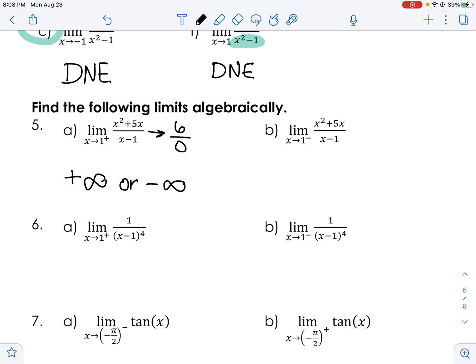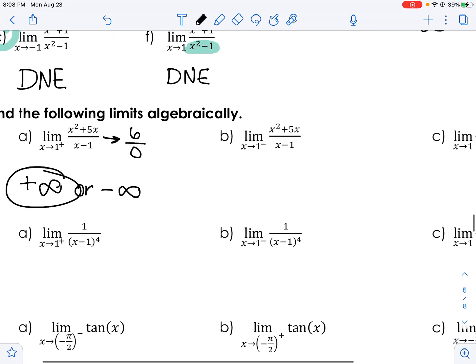Okay, so when I plug in a number, I've got to be careful. Now it's giving me the right side first. So 1.00001. Okay, I'm going to get 6 on top still. And then my denominator is going to be positive. So the overall limit is going towards positive infinity.